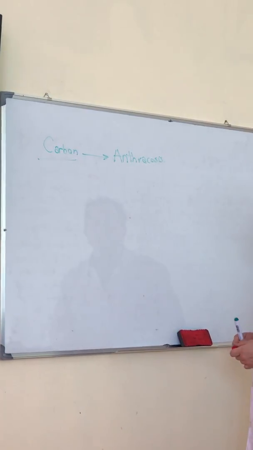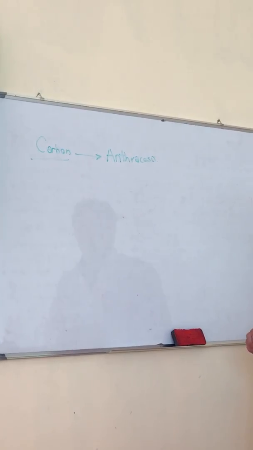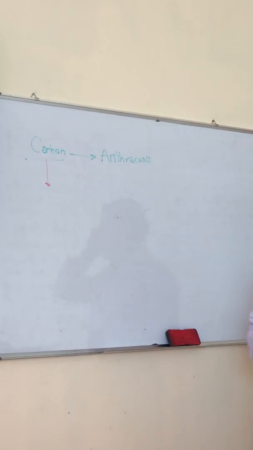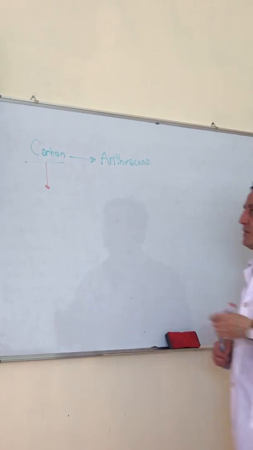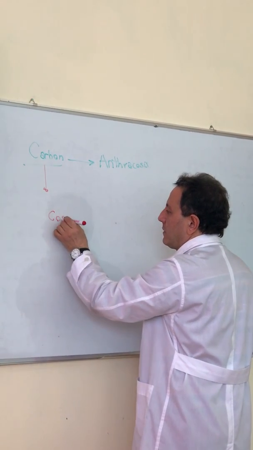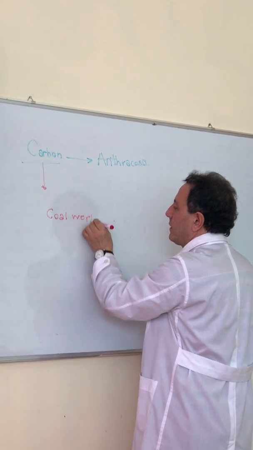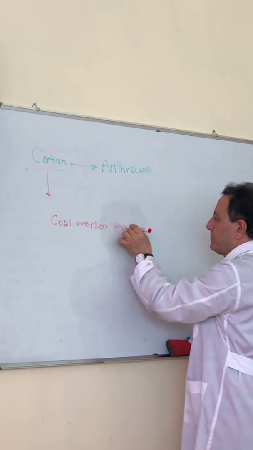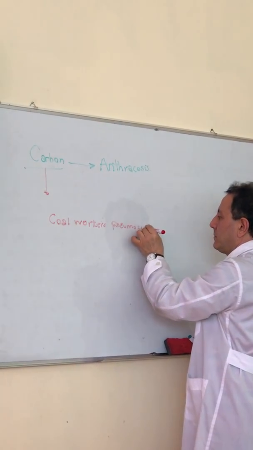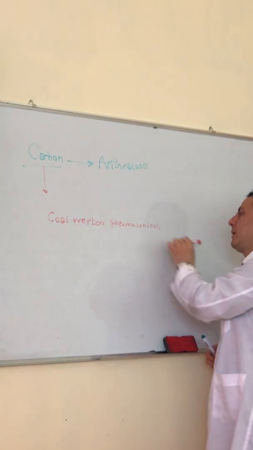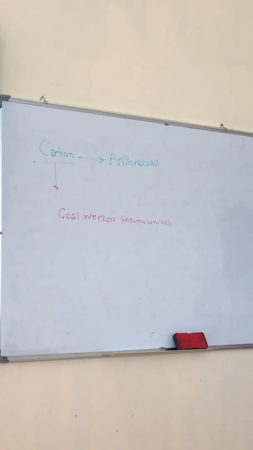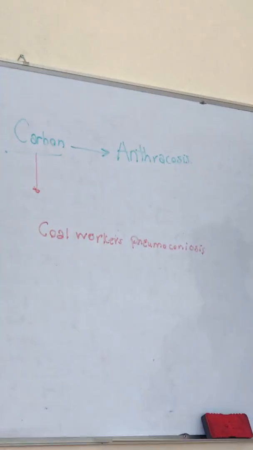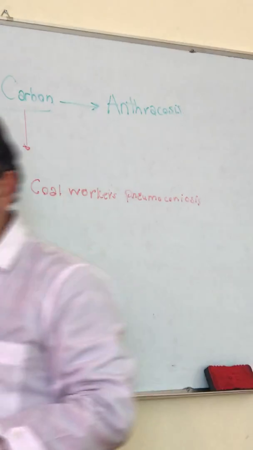And a disease state is seen in those who work at coal mines. Workers in coal mines can get coal workers' pneumoconiosis. So in coal workers, pneumoconiosis is a pathologic state of carbon accumulation in lung tissue.